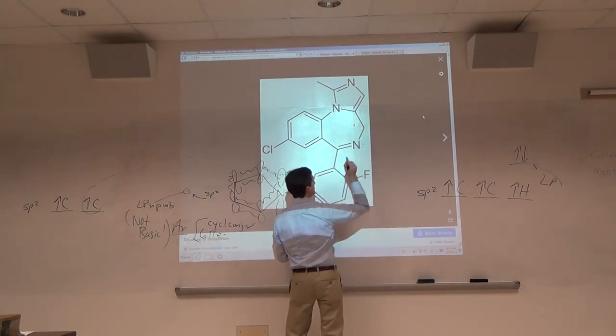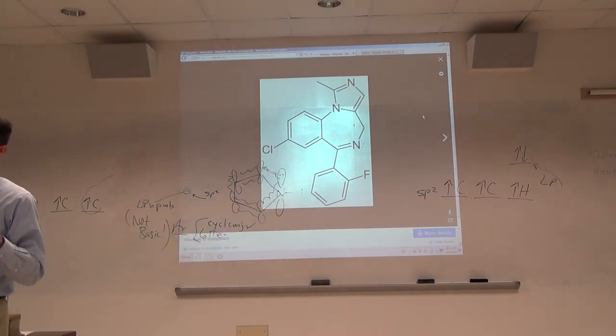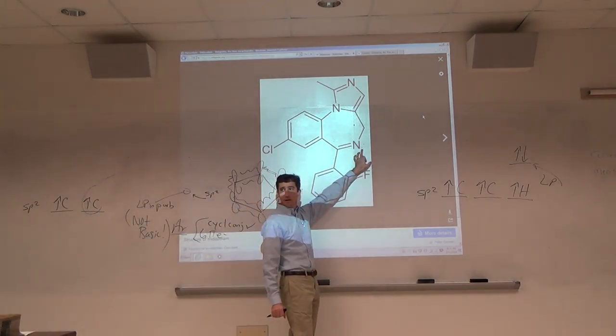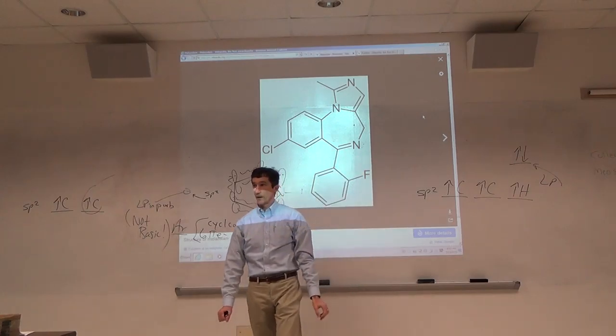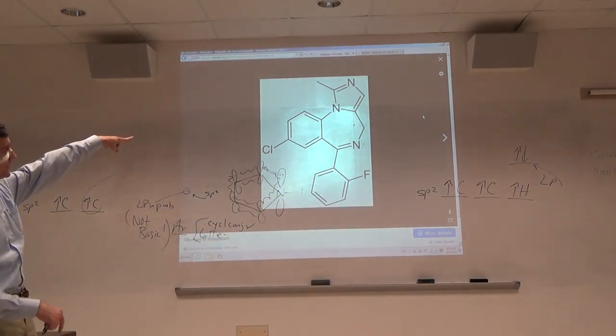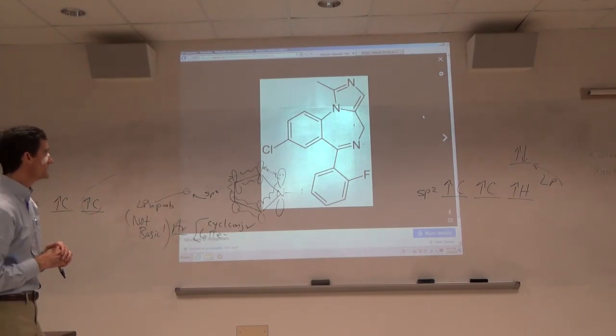There's a lone pair there. When you see nitrogens in rings, they're either pyridine type or pyrrole type. Is that a pyridine or a pyrrole type? Pyridine. That's a pyridine type. This lone pair is in what type of orbital? sp2. It's got two basic nitrogens. The nitrogen in the middle is not basic. It's part of the aromaticity.